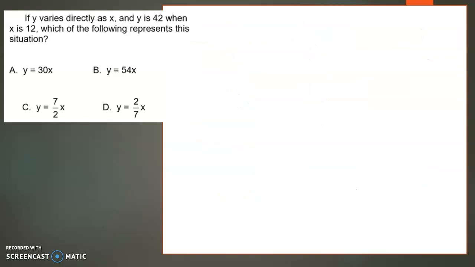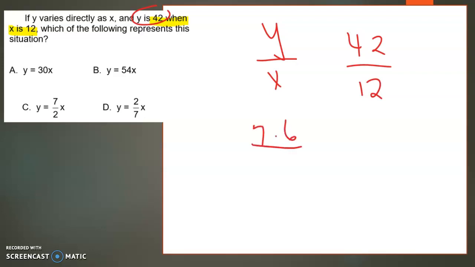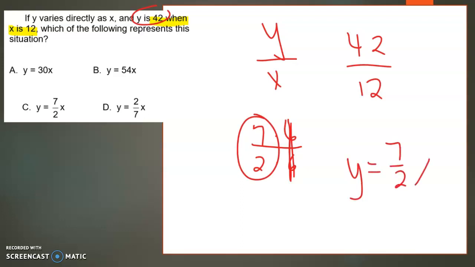Okay, here we go. If y varies directly as x and y is 42 and x is 12, which of the following represents the situation? Remember, we're always looking for y over x. So y is 42, x is 12. I know that there is a 6, so 7 times 6 is 42, and 2 times 6 is 12. These factor out. This is my constant of variation, so my equation would be y equals 7 over 2 x. This is what it's looking for.